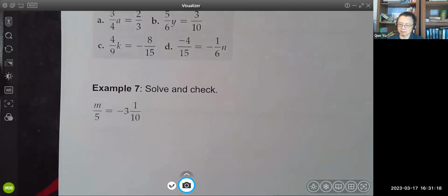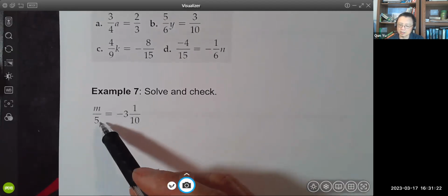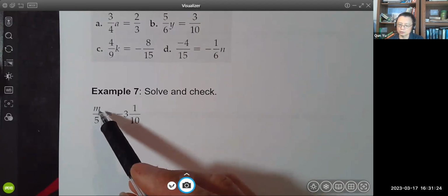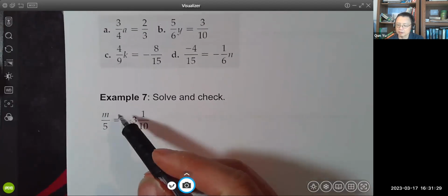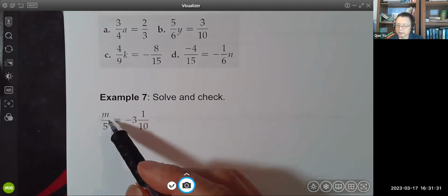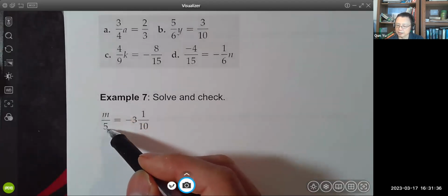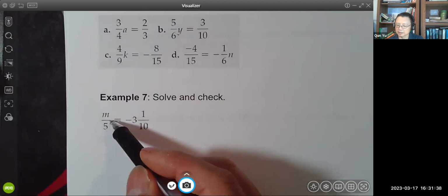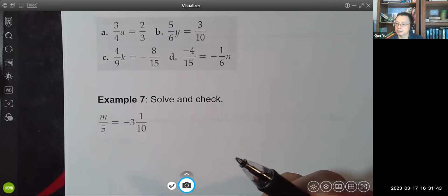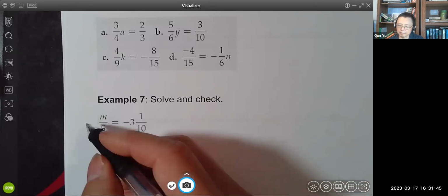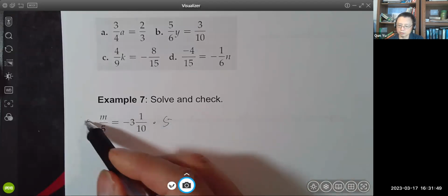Now, next one, example 7, solve and check. So again, our goal is to have m by itself. How do we do that? We always want to do the opposite operation to cancel the number we don't want. m and 5 are connected by this division, divided by 5. What is the opposite operation of dividing by 5? You multiply by 5. So that's what I do.